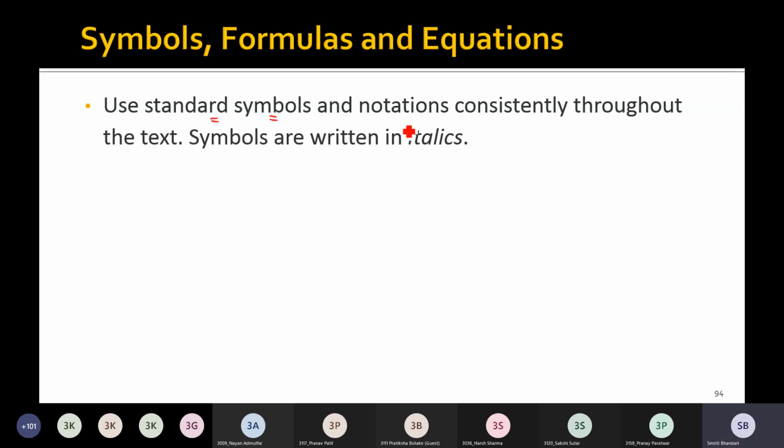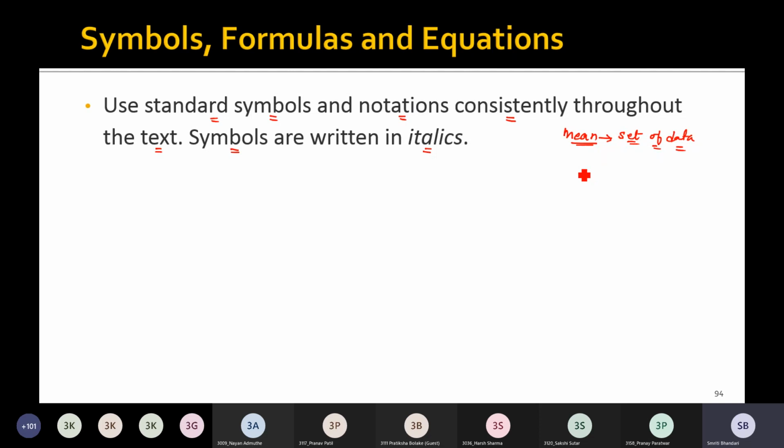So, use standard symbols and notations consistently throughout the text. Typically, the symbols that we make use of are written in italics. Whatever literals, symbols and notations we use, we should consistently use the same thing. What does this mean? Say for example, I want to write something related to computation of the mean of some set of data.